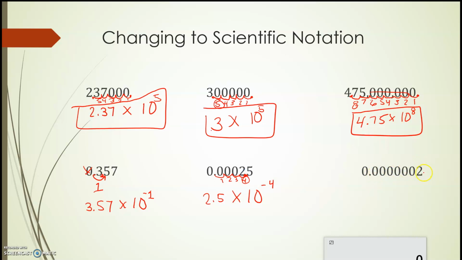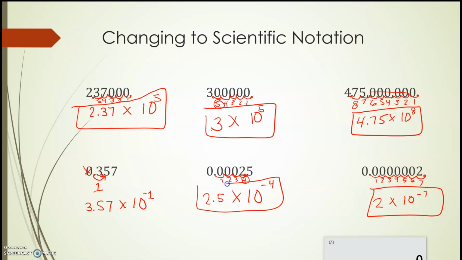Now let's try this again. We have to move it after the first digit that's not 0. Well, the only digit that's not 0 is the 2, so we have to move it all the way over there. So it's 10 to the, and it's a negative. So we have to count 1, 2, 3, 4, 5, 6, 7. So this is going to be 2 times 10 to the negative 7. Okay, this is changing it to scientific notation. Next, we're going to look at changing it out of scientific notation.